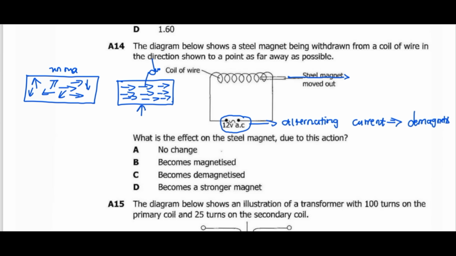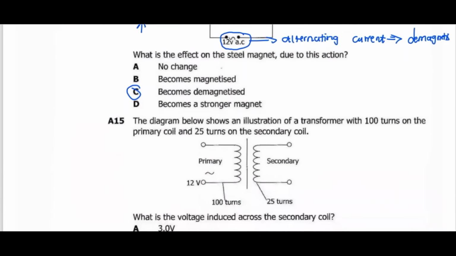So how can we do so? We can just use the AC current. Why? The AC current changes direction. Because of that, it will cause the domains to point in different directions. So the answer is C, becomes demagnetized.